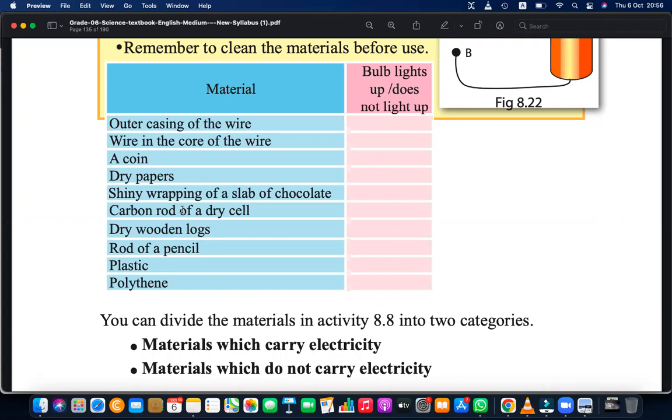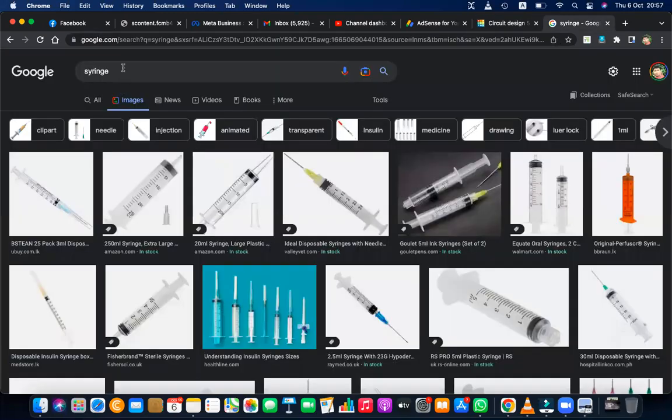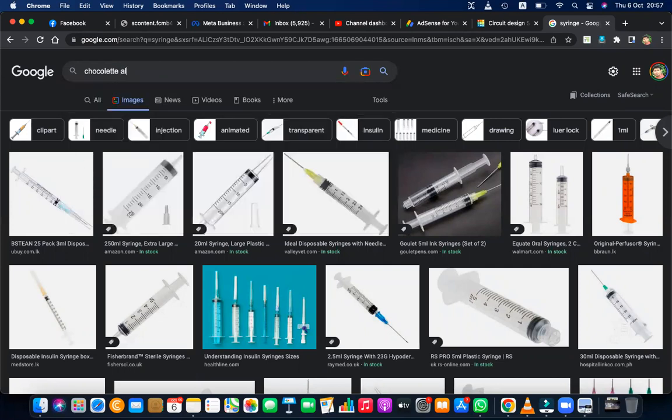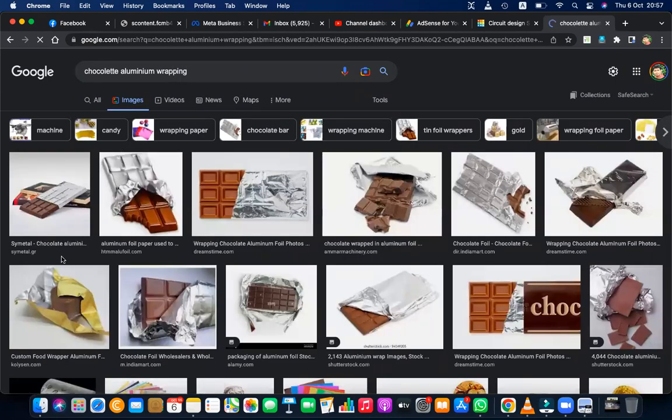Sometimes this shiny wrapping has a polythene wrapping, but most of the chocolates, like originally, came with this aluminium. Here you can see the chocolate. It is aluminium wrapping. That is how it was. You can see here, aluminium foil paper, right? This is wrapping chocolate in aluminium foil.